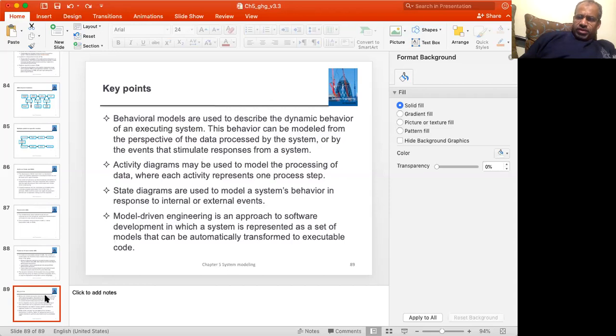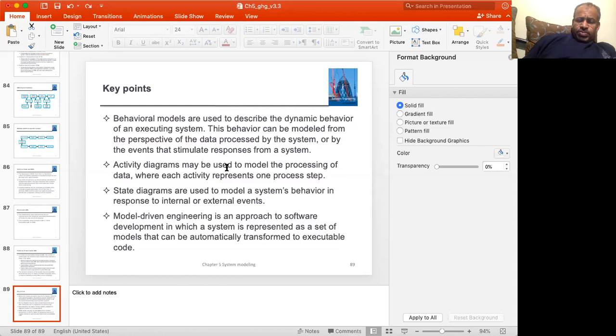Okay, so what are our key points? Behavioral models are used to describe the dynamic behavior of an executing system, and this behavior can be modeled from the perspective of the data processed by the system. So we can have a behavioral model that is data-driven or event-driven. We describe the behavior via an event model that shows the stimuli and the responses from the system, to either external or internal events.